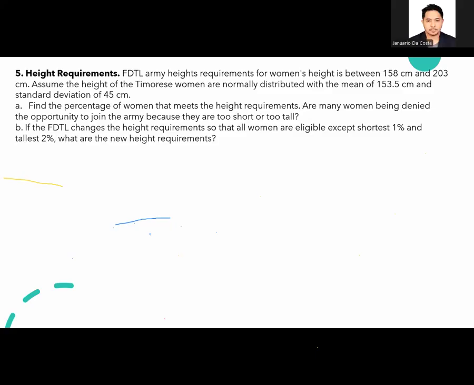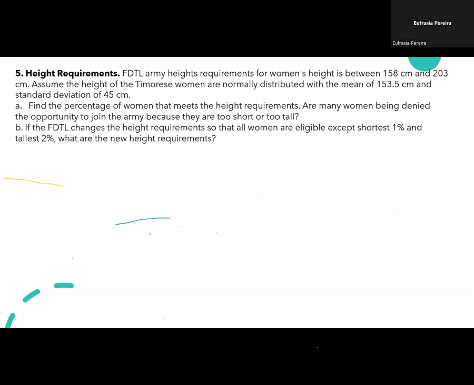Okay, can you explain to your classmates what this problem means? You can do it in Tetun or English. It's fine. Actually, the question is about the requirements to hire for the FDTL Army. Yes, the question is about hiring new members of the FDTL Army, specifically a new women's army force, yeah?